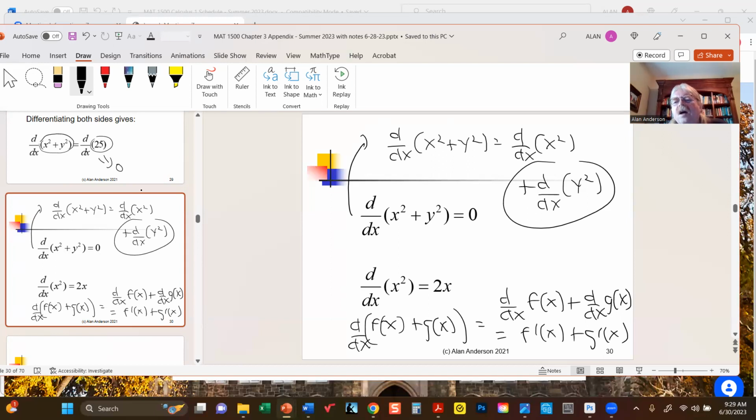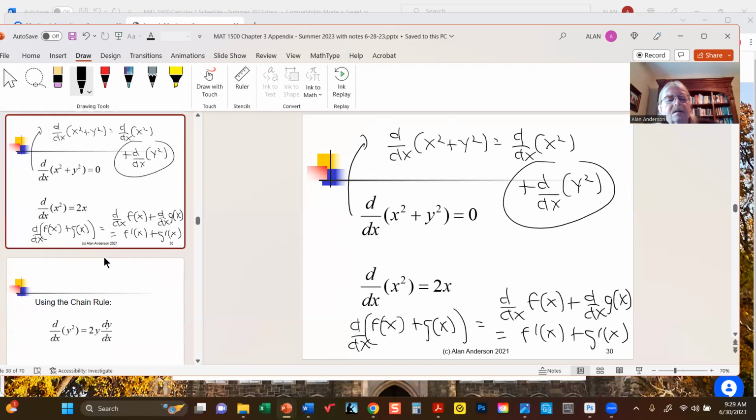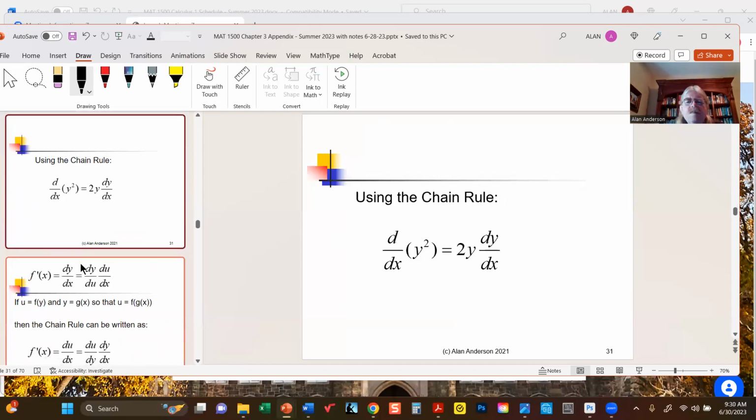What do we do about this y now? We're trying to differentiate y squared with respect to x. Now, this is the new part. This is something we haven't seen before. Turns out that what we're actually doing is applying the chain rule using Gottfried Leibniz's notation, and I'll show it to you in a second. We're actually going to take the derivative of y squared. We're applying the power rule here.